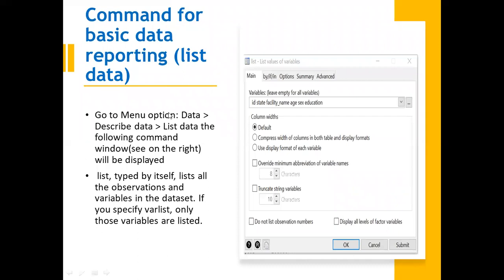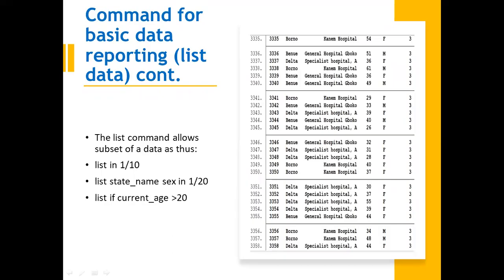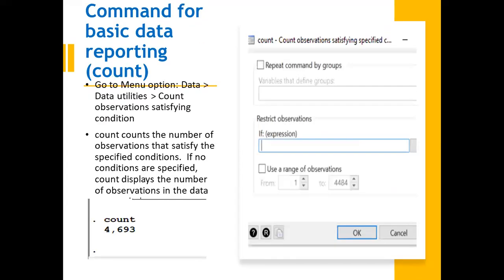Then click on OK. Then this list, you can list your variables. This is listing 1 to 10. You could list 1 to 20, depending on what you really want to see. All right. Then I move on.